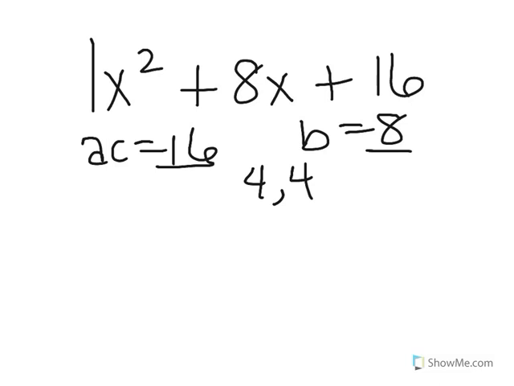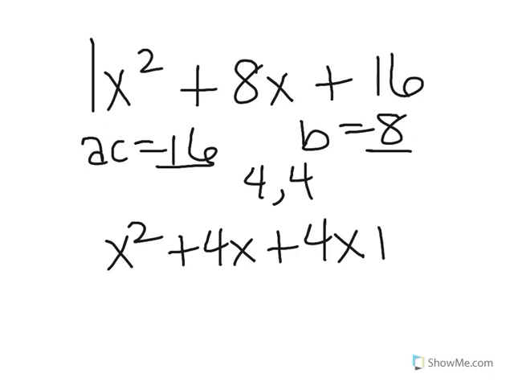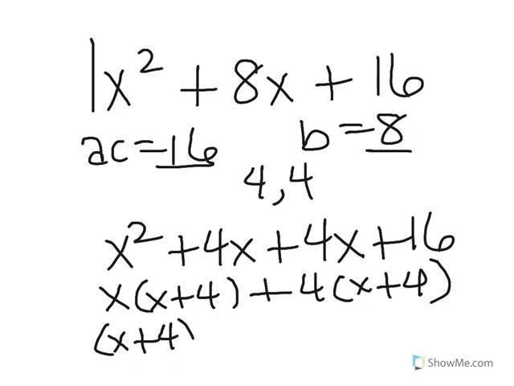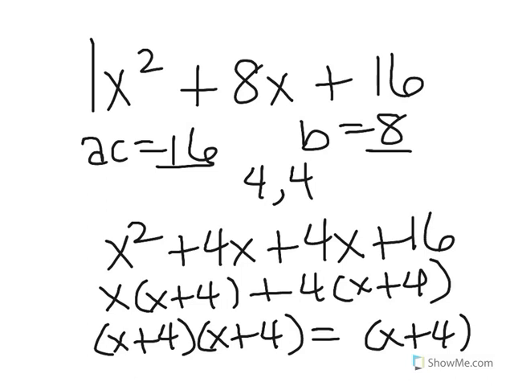If we were to keep going from here, we would be writing x squared plus 4x plus 4x plus 16. Then we'd factor by grouping. The first two terms have an x in common. The third and fourth terms have a 4 in common. And then we have two terms both featuring x plus 4. We factor out x plus 4. We have an x plus 4 left. And the result is x plus 4 squared.